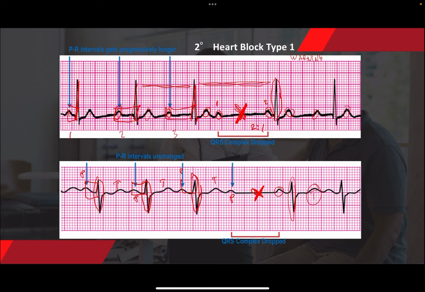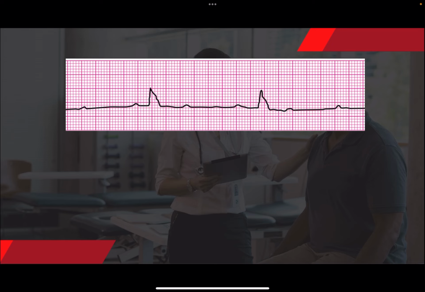So again, it's not a 1:1 conduction, no warning sign, but there's a drop beat. So that is your second degree heart block type 2. Okay, P, QRS, that's a P, there's a QRS, and there's a T. There's a P, QRS, and there's a T. It's too short for us to tell if it's regular or irregular, but by the looks of it, it looks regular.